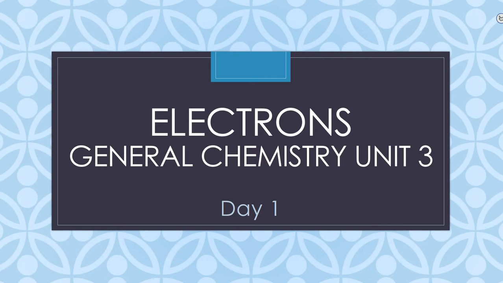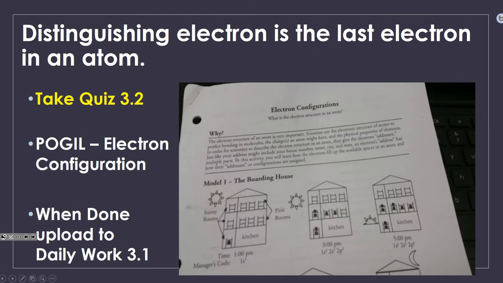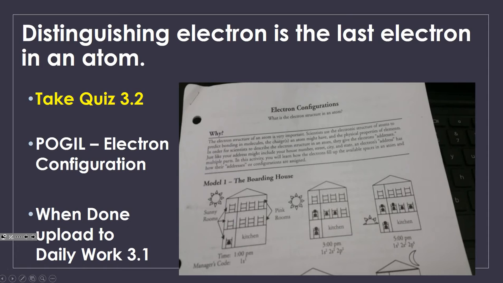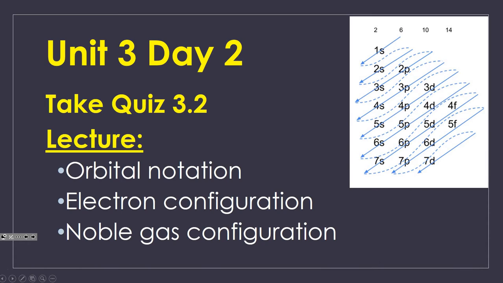We're in Unit 3. What you've done in the last couple days, let's go back here real quick. You should have done the POGL when I wasn't here. If you haven't done that, you need to do that and upload it. It says Daily Work 3.1, but it says POGL on it, so just upload it to that. You should have taken quiz 3.1. Today, by the end of the period, take 3.1 and 3.2, because I know that wasn't published.